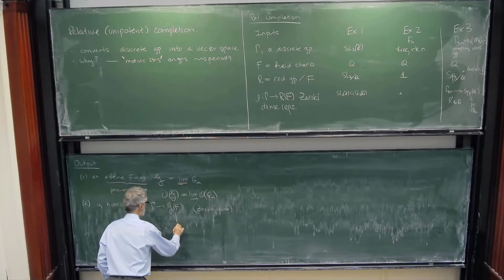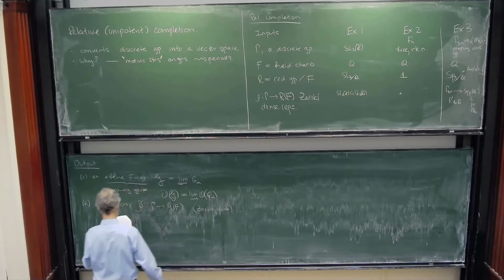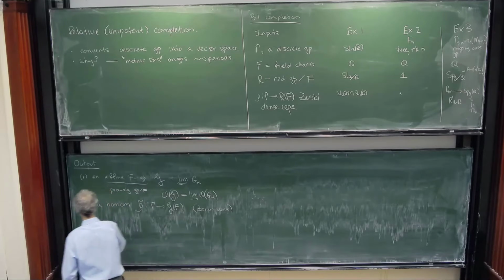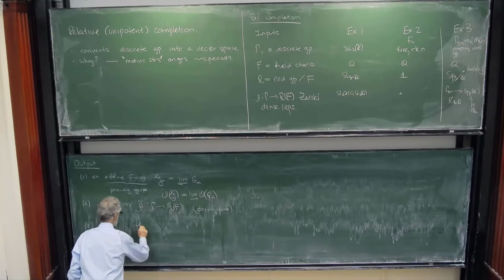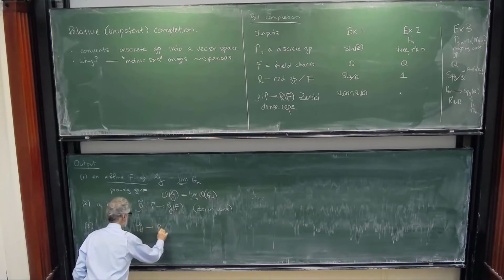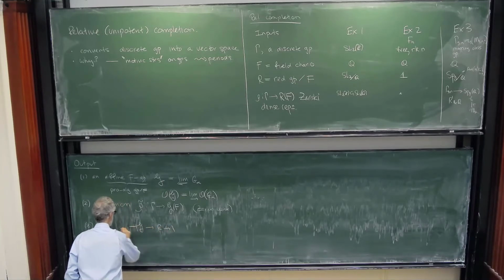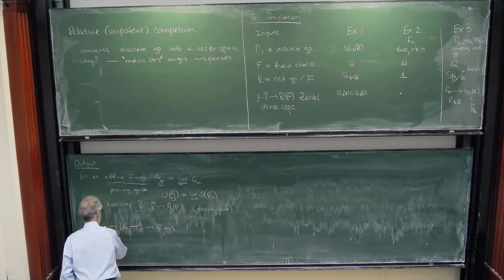And this has the property, I put these in a bad order here. G is an extension of R by a pro-unipotent group. So this here is pro-unipotent.